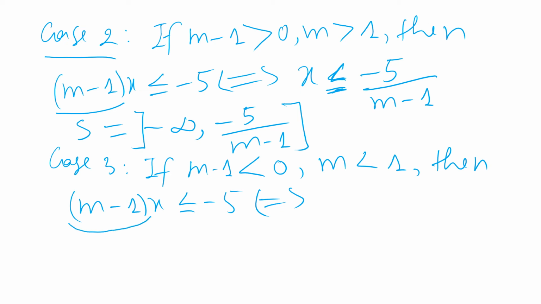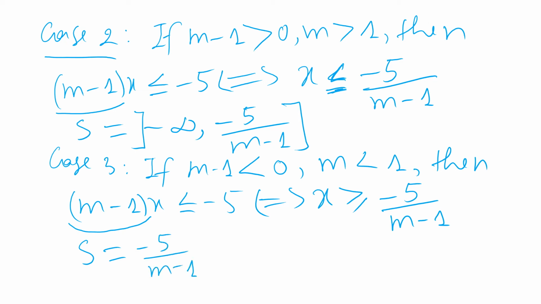Now m minus 1 is negative, which means that we are going to divide both sides by a negative value, which is m minus 1. In this case, the inequality sign is going to be reversed. Then we get x greater than or equal to negative 5 over m minus 1. Now our solution set is equal to negative 5 over m minus 1 to plus infinity, excluded.